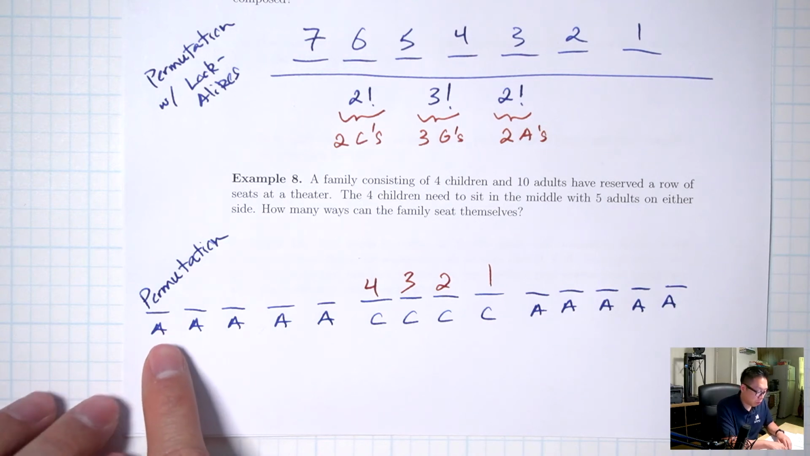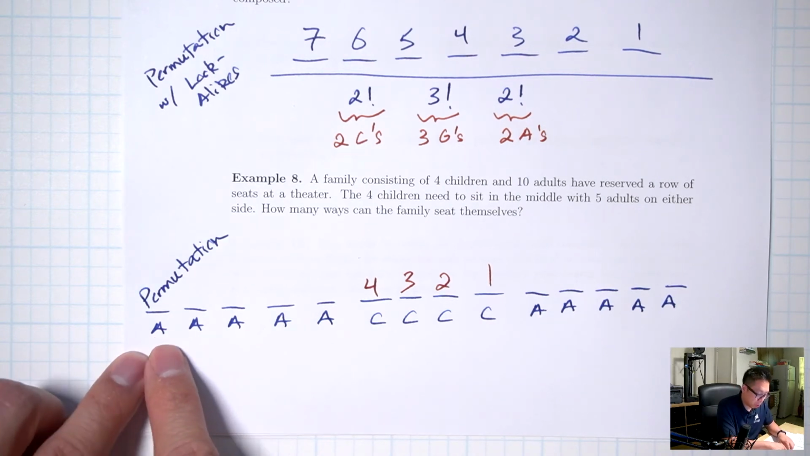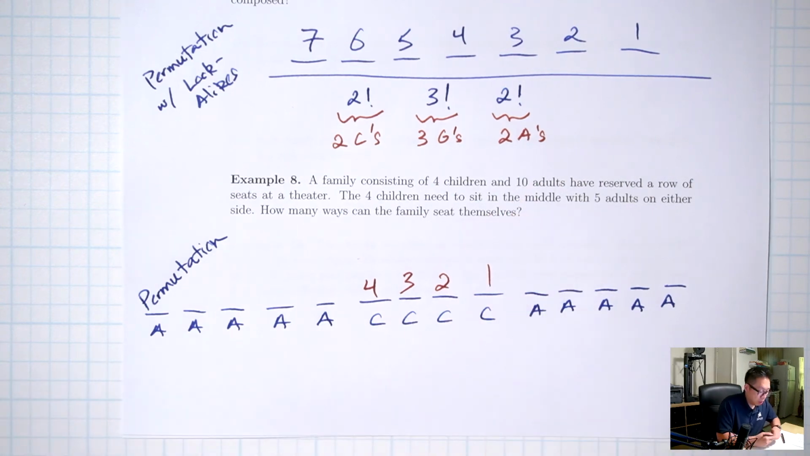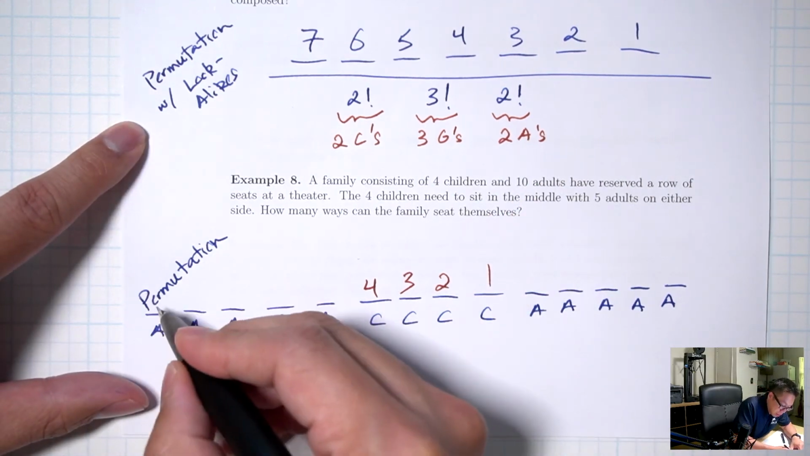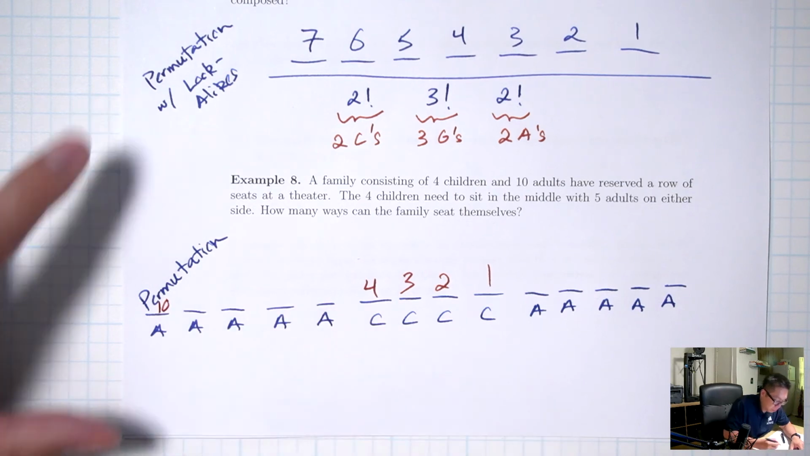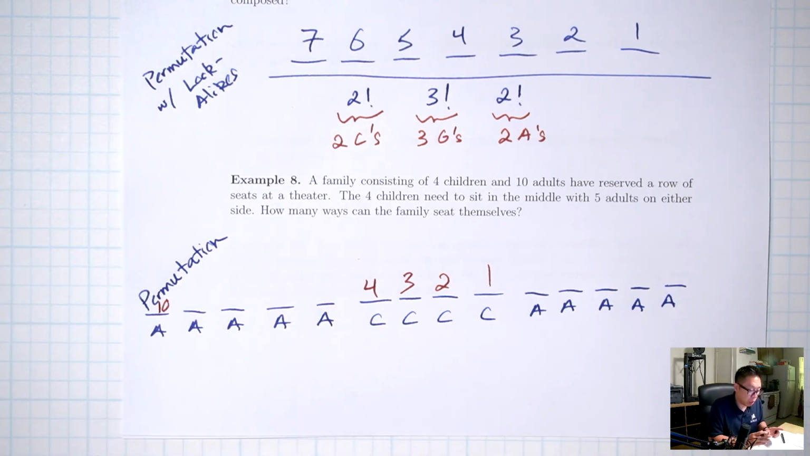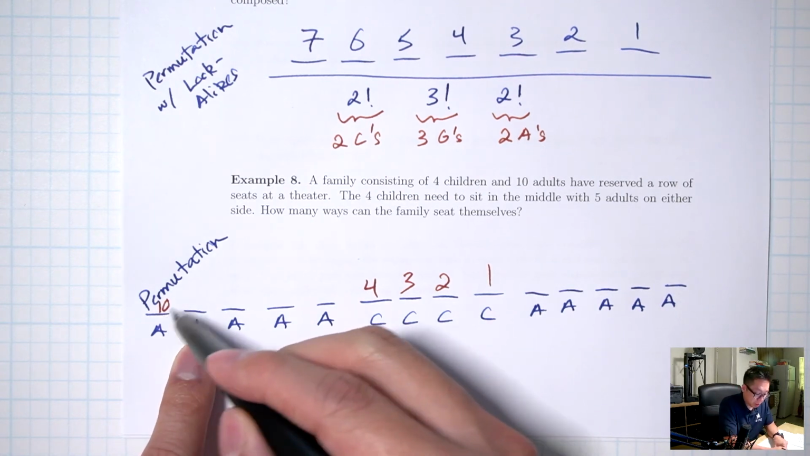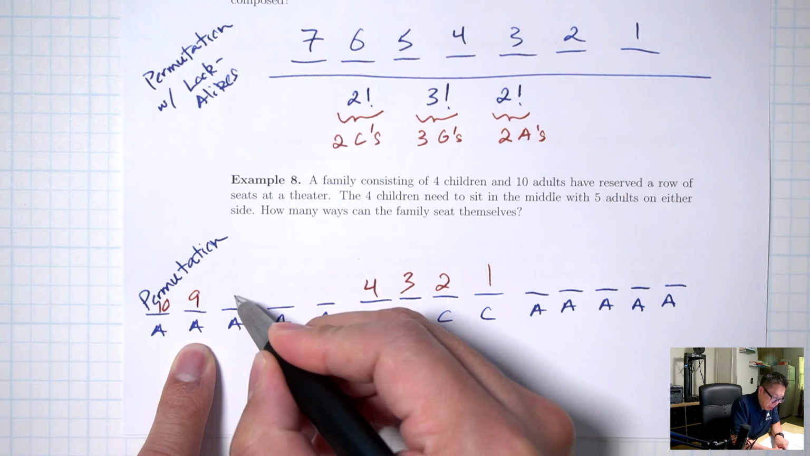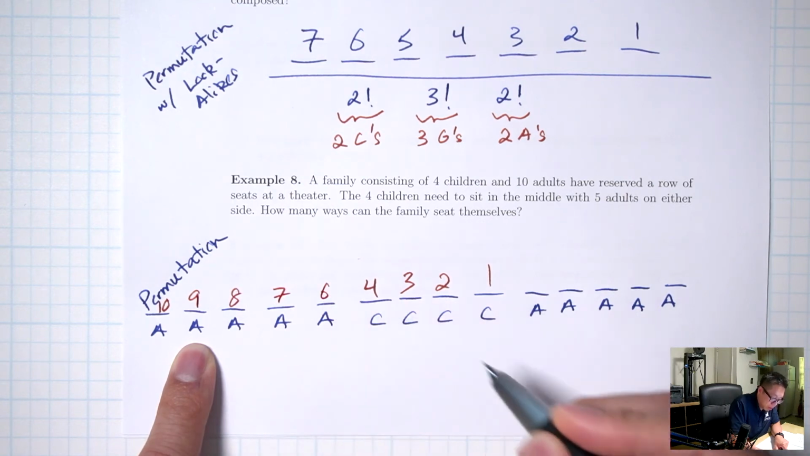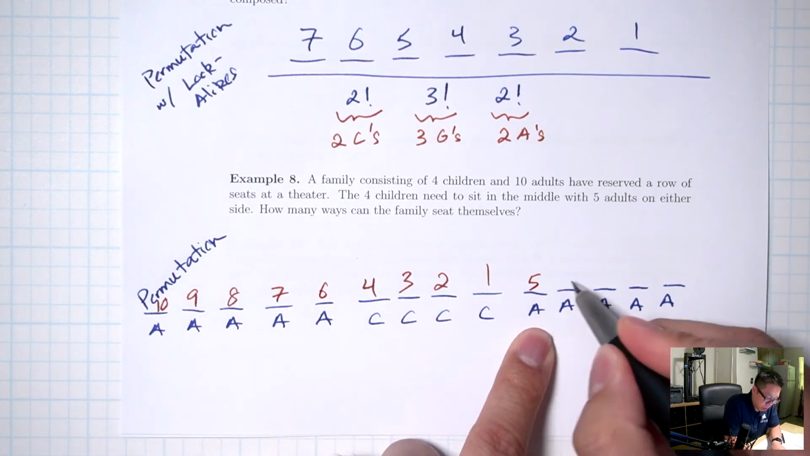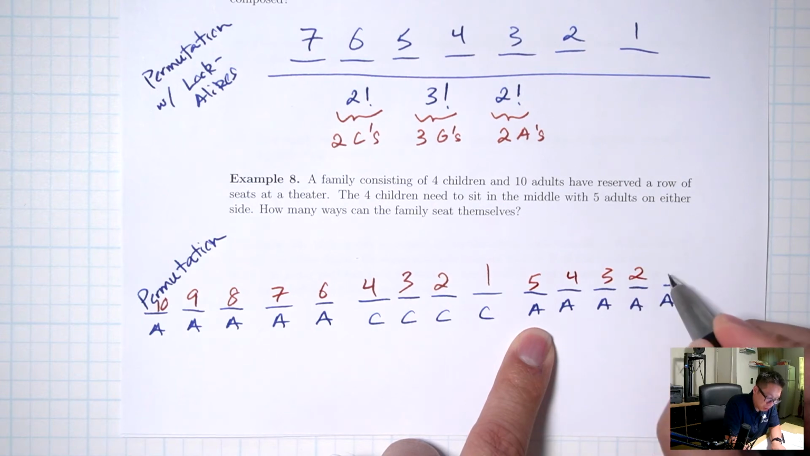Adults. Okay, for the first adult here, how many adults do I have total? I have 10 adults. Okay, first blank, I should have 10 options. And then for the same reason, we're talking about people here, so it's understood that no repetitions are allowed. For the next adult, I should be down to 9. And then 8, 7, 6, 5, 4, 3, 2, 1.